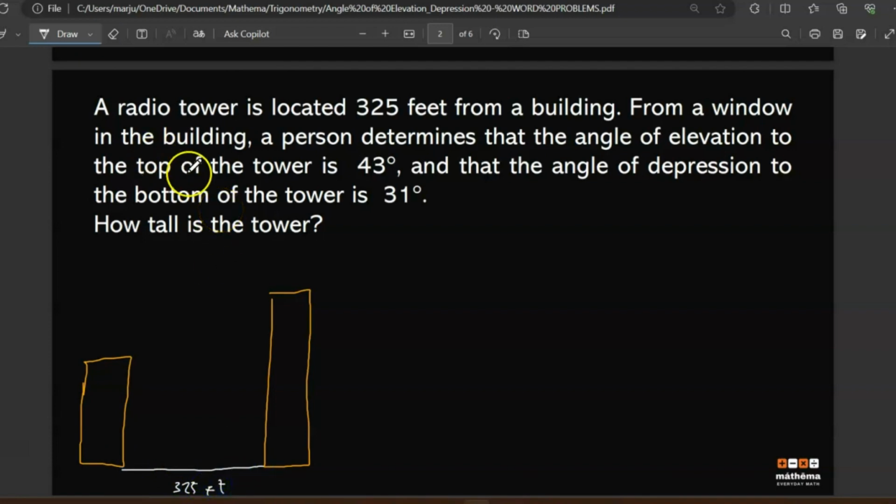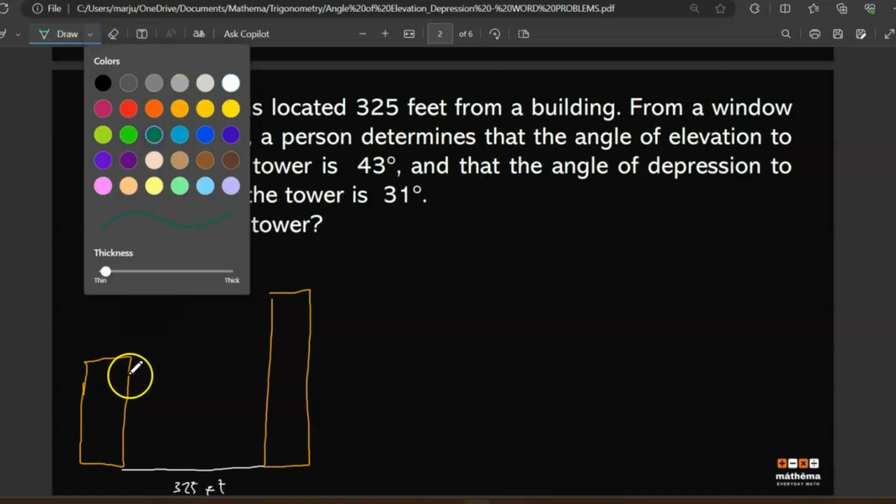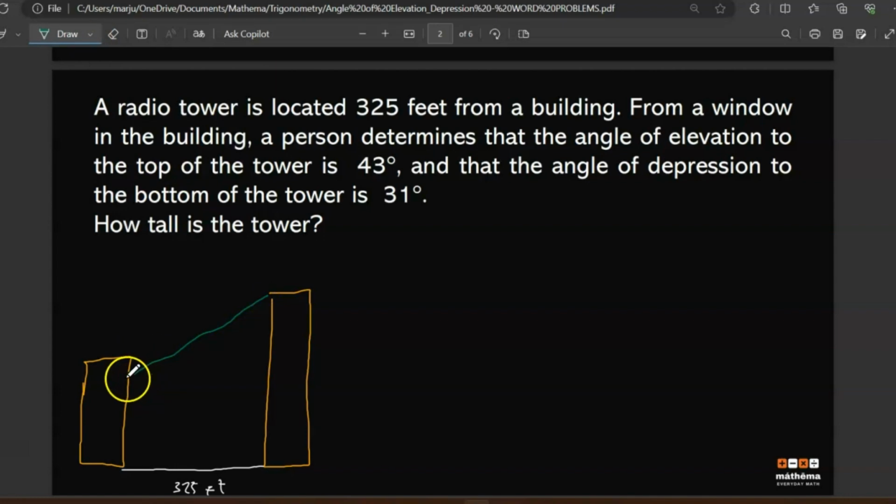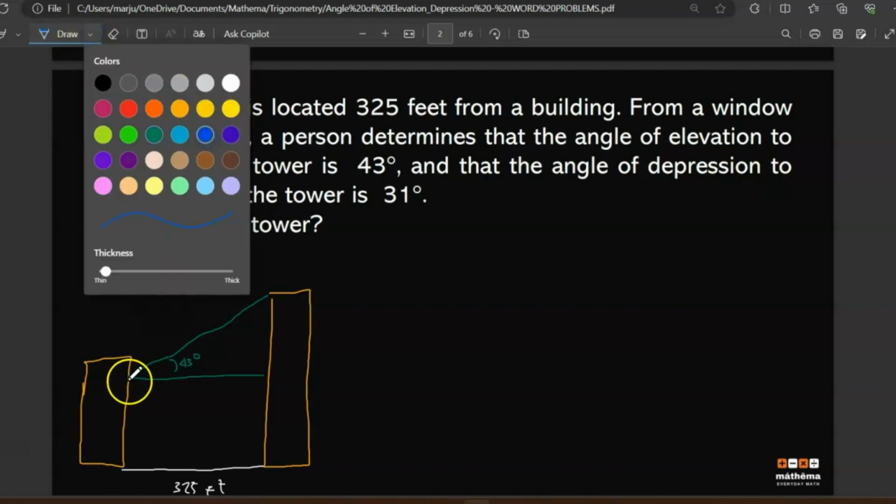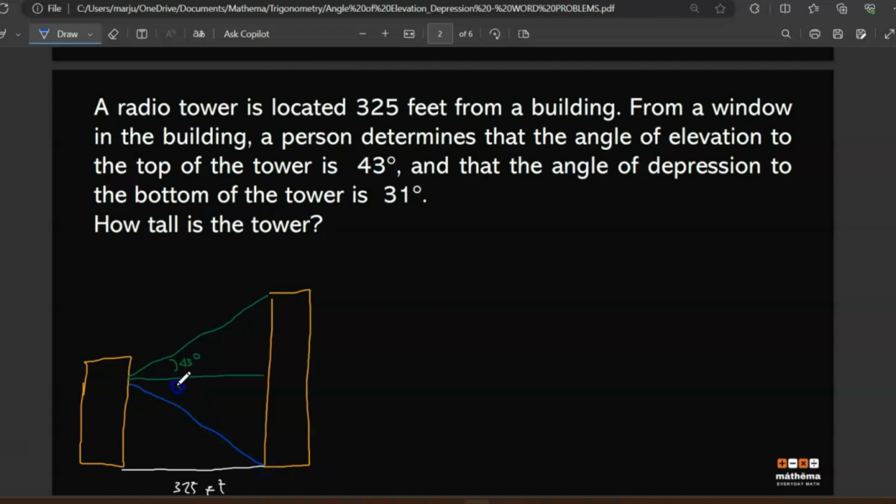And then from a window in the building, a person determines that the angle of elevation to the top of the tower is 43 degrees. So we have here a person, the angle of elevation here, that is 43 degrees. And the angle of depression to the bottom of the tower is 31 degrees. So we have this angle of depression, which is 31 degrees. And then we are asked again to find how tall is the tower. So we are asked to find how tall is this tower.